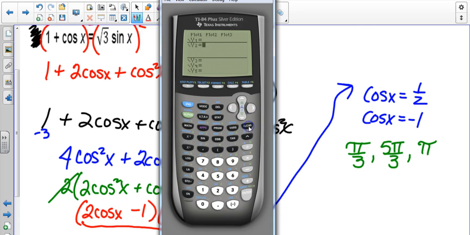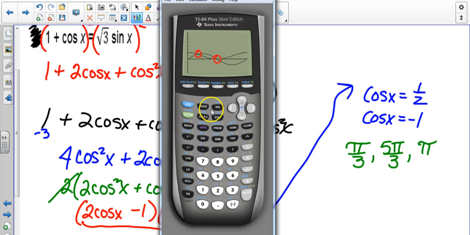I'm going to put them in y1 and y2. 1 plus cosine of x and square root of 3 times sine of x. And I want to see where they intersect and how many times. How many solutions does it look like we should have? 1 intersection point there and 1 there.